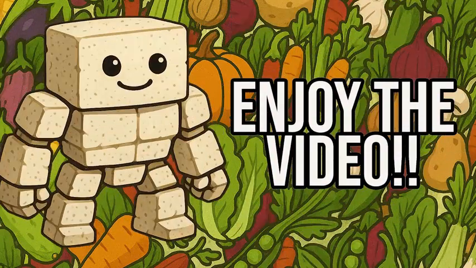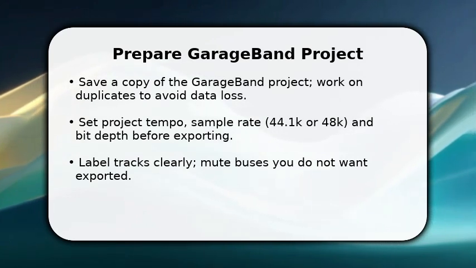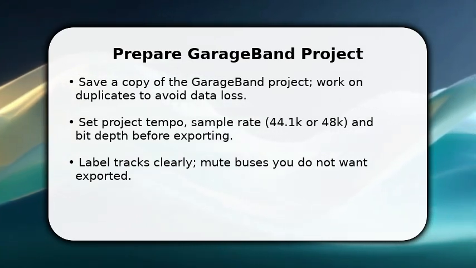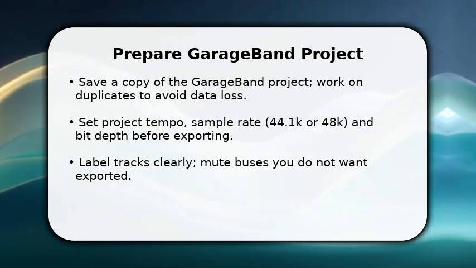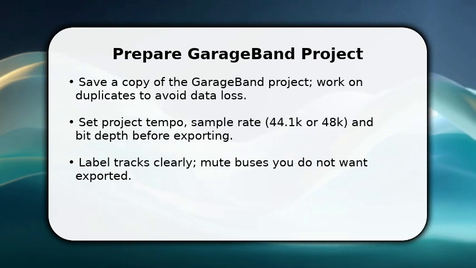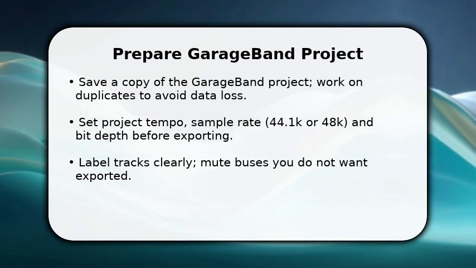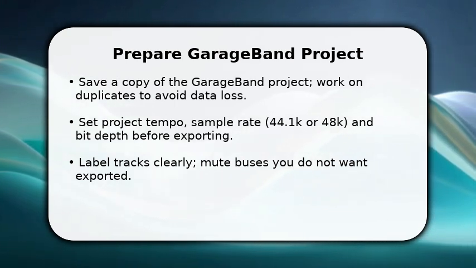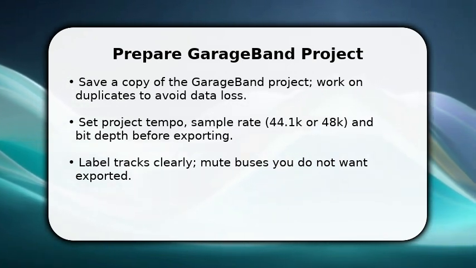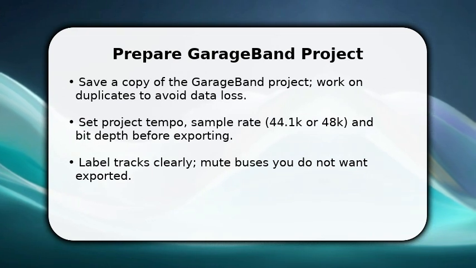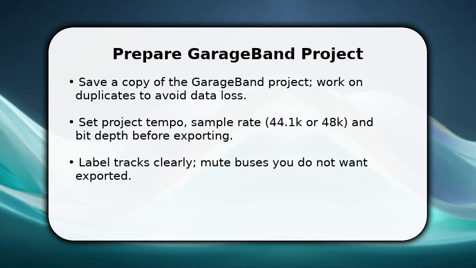Please enjoy the video. You start inside GarageBand. Save a duplicate so you can export without altering the original. Next, make sure tempo, sample rate, and bit depth match what FL Studio expects, usually 44.1 kHz and 24-bit or 16-bit. Then clean up, name, and solo or mute tracks you will export. Once done, set locators to cover the full song length so exported stems are exactly aligned. This prepares clean, correctly formatted stems that import into FL perfectly.